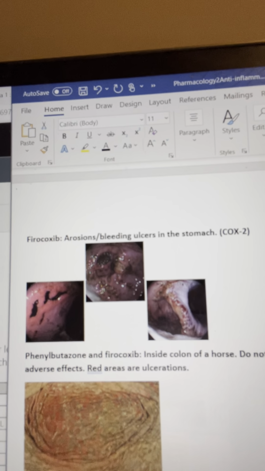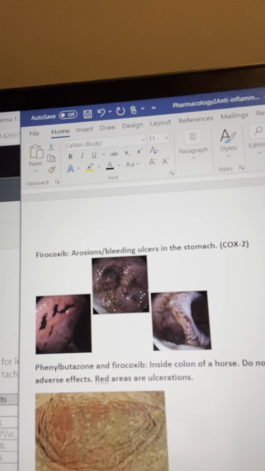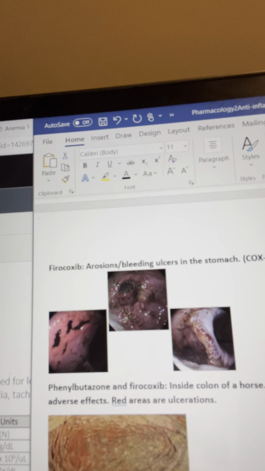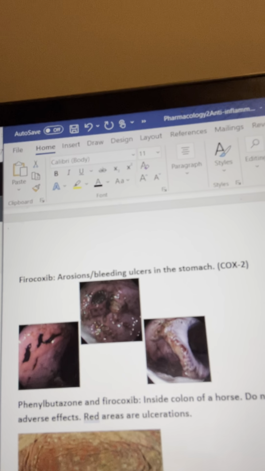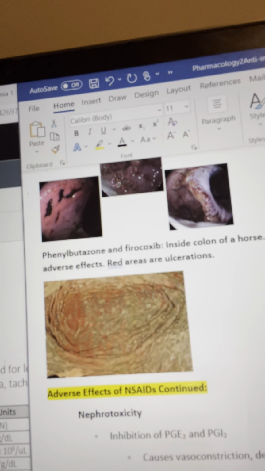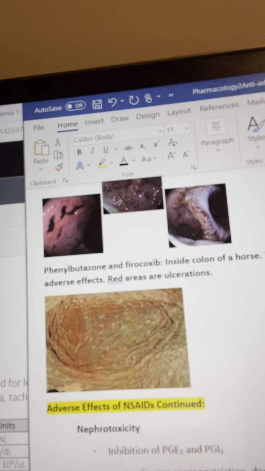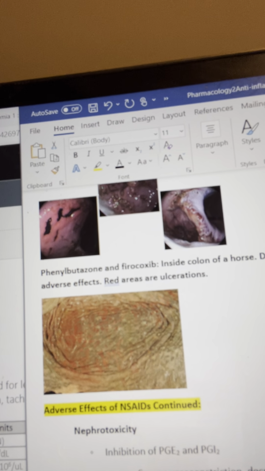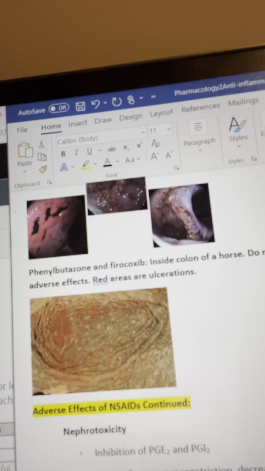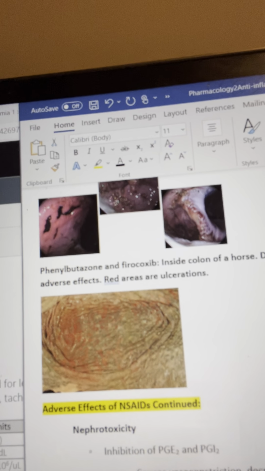And then we have firocoxib. These are erosions and bleeding ulcers in the stomach. And then we have phenylbutazone and firocoxib together. So this is inside the colon of a horse. So do not combine NSAIDs either. This increases adverse effects. The red areas here are ulcerations.